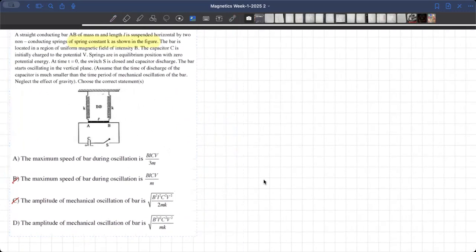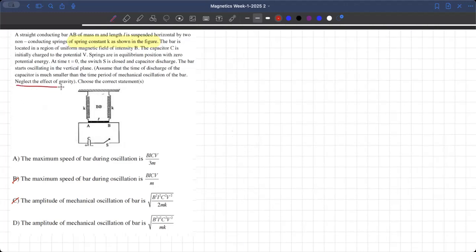I'll clearly explain now what is happening over here. Mass M, length L. The capacitor C is initially charged to potential V. At time t equal to 0, the switch is closed. Zero potential energy means you don't need to consider the gravity term. That's what they said. Neglect the effect of gravity.